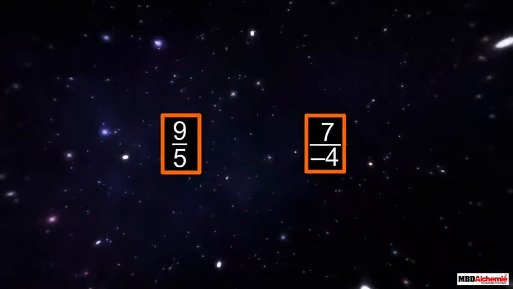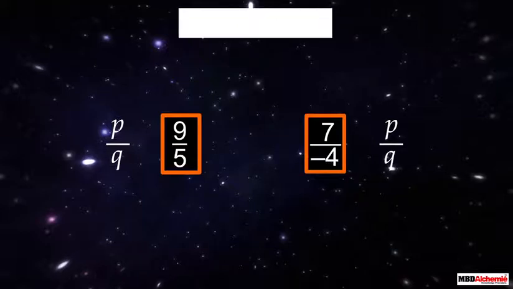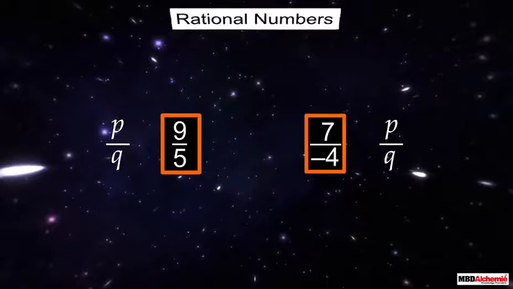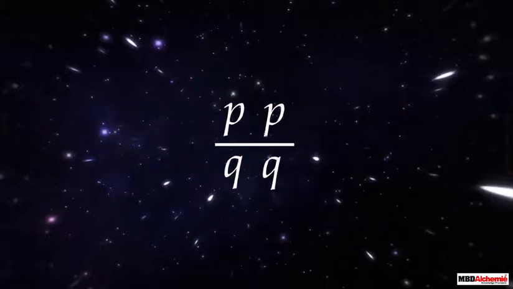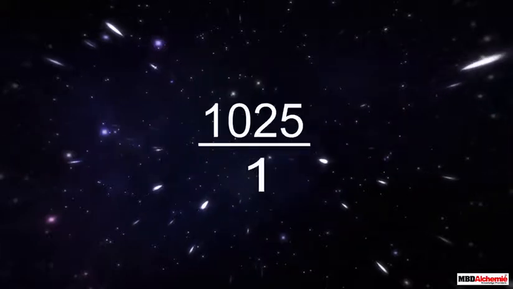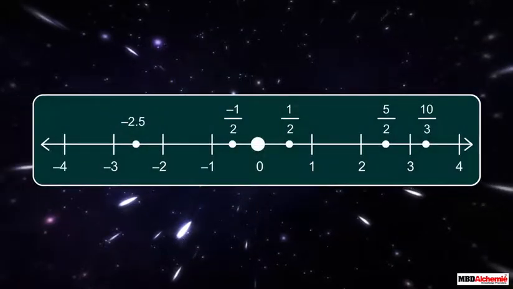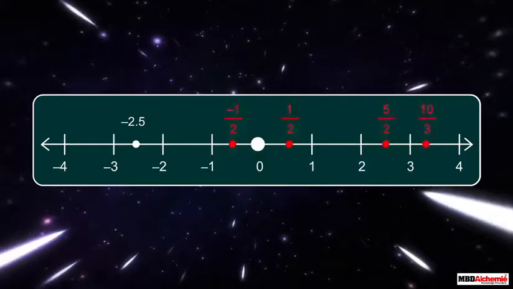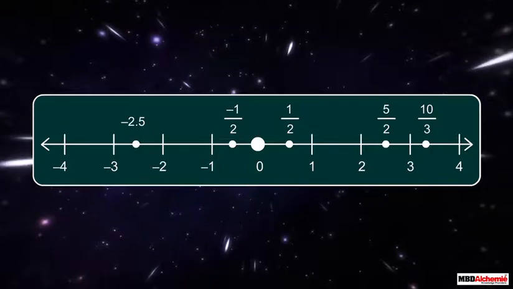These kinds of numbers, which can be written in the form of P upon Q, where Q is not equal to 0, are called rational numbers. It is denoted by Q. Do the integers also follow the rule for rational numbers? We know that any number can be written with denominator 1. This means all the integers are rational numbers. Thus, all the integers, fractions, and decimals together are called rational numbers.